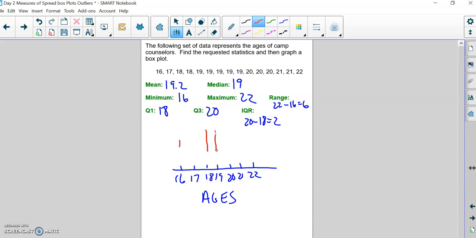That's another line inside the box. And then 20 is our Q3. So that creates our box, and our maximum is 22. So we should have something like that. And that's not perfect. It's not as evenly spaced as I would like, but that gives you the overall idea of how to create a box plot.